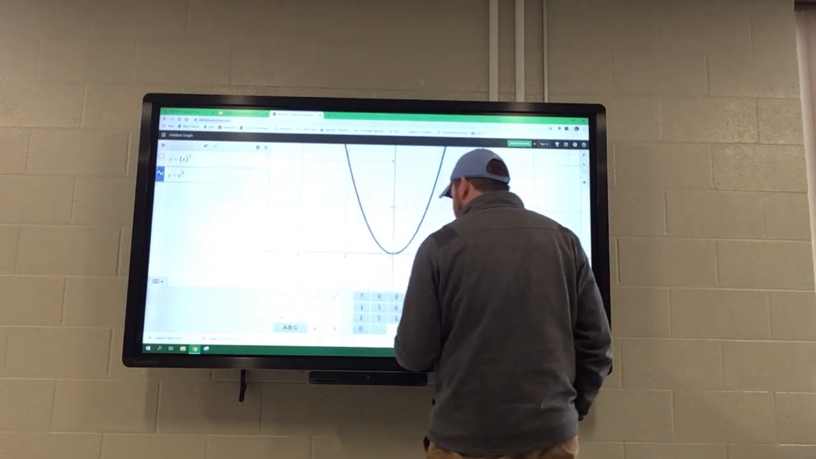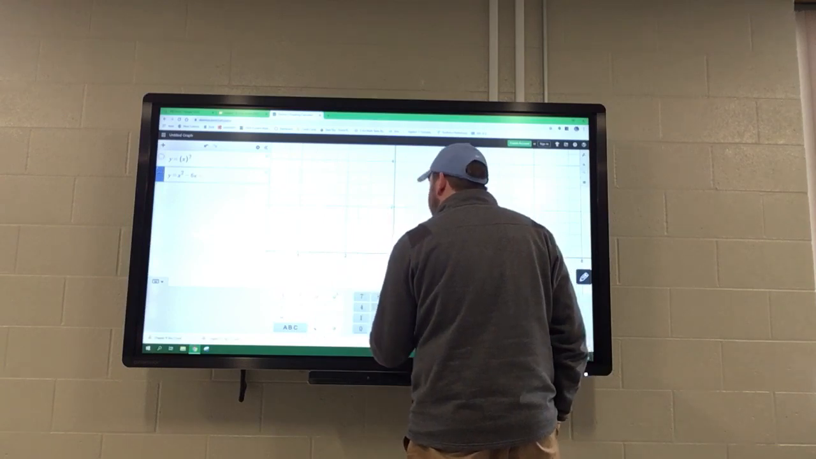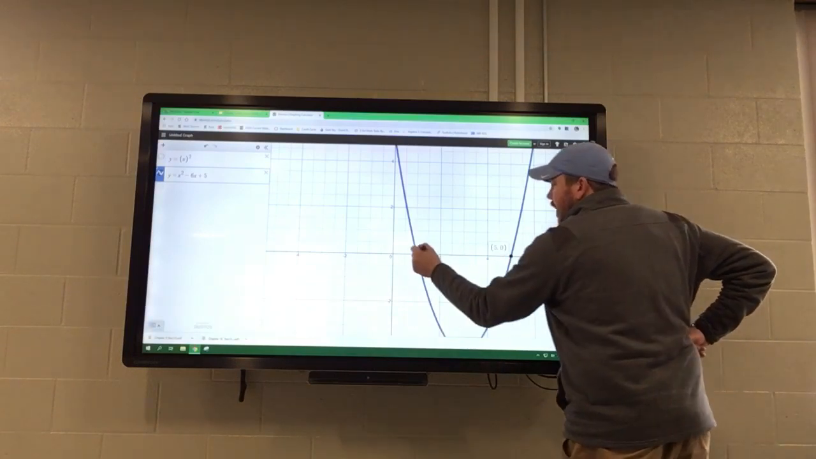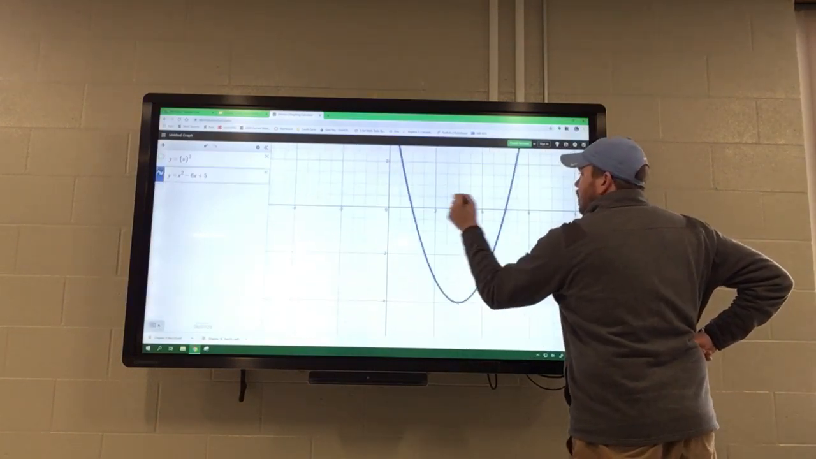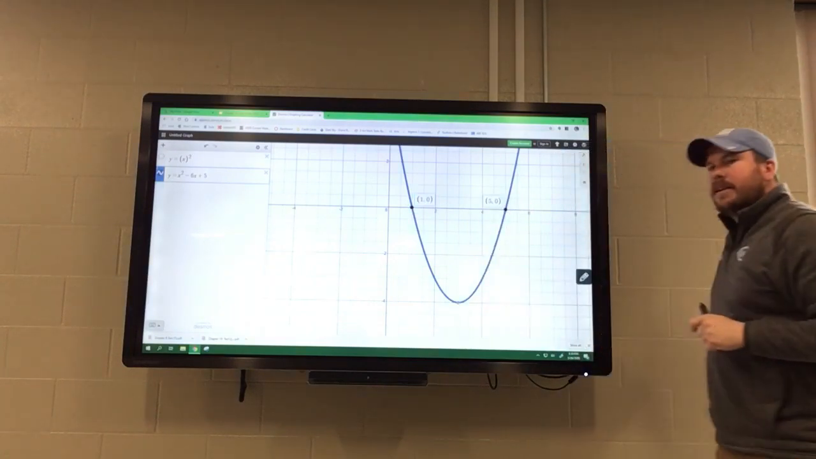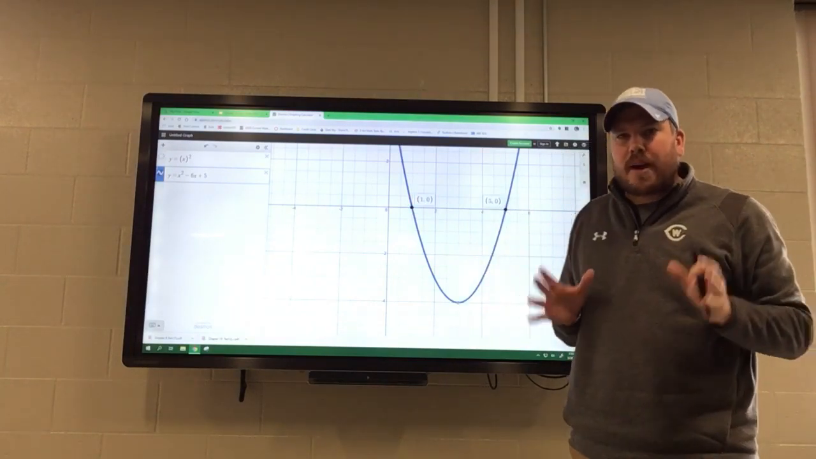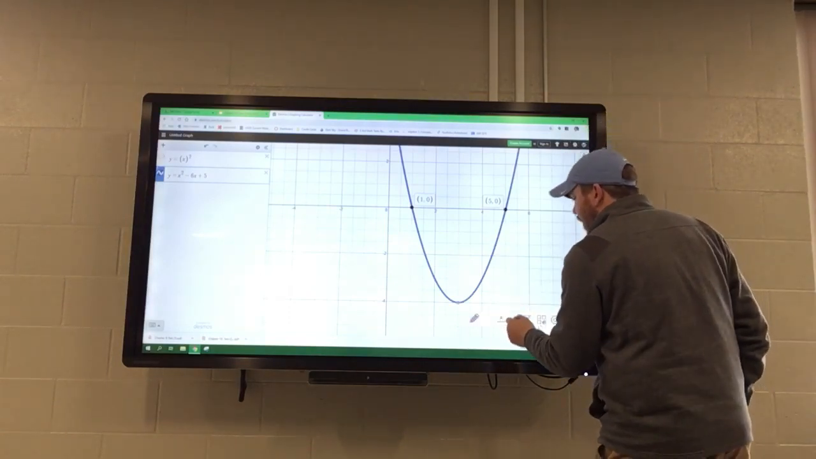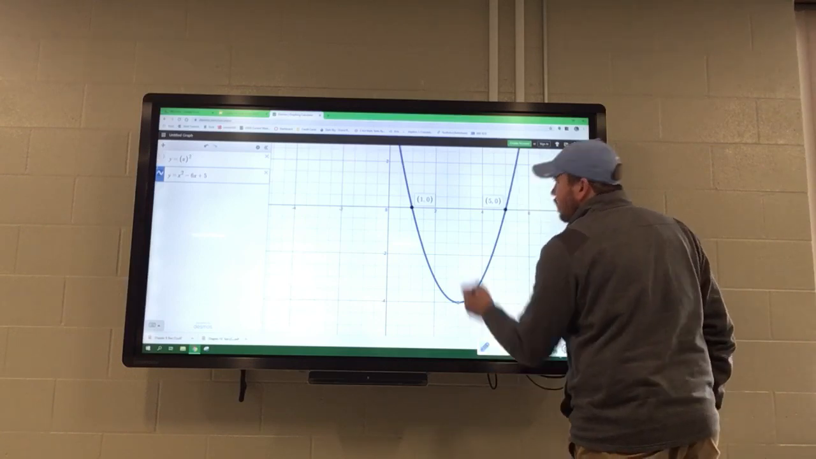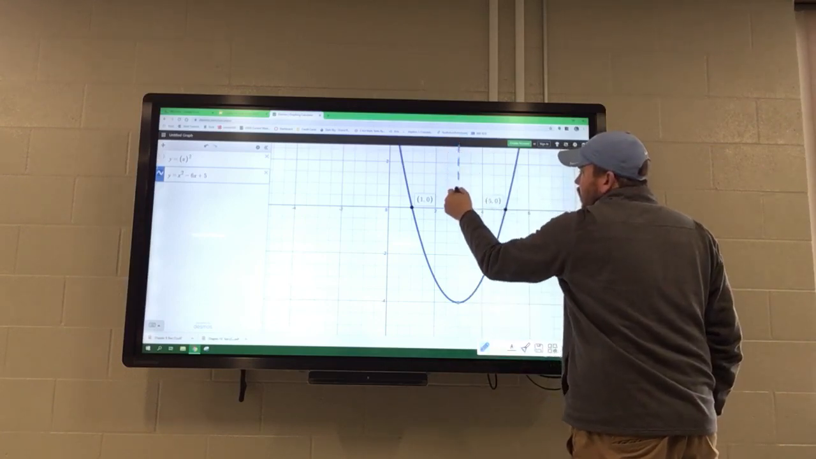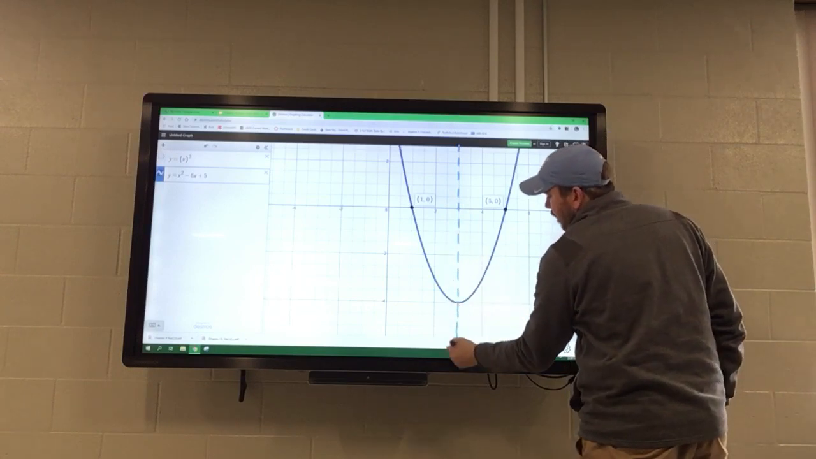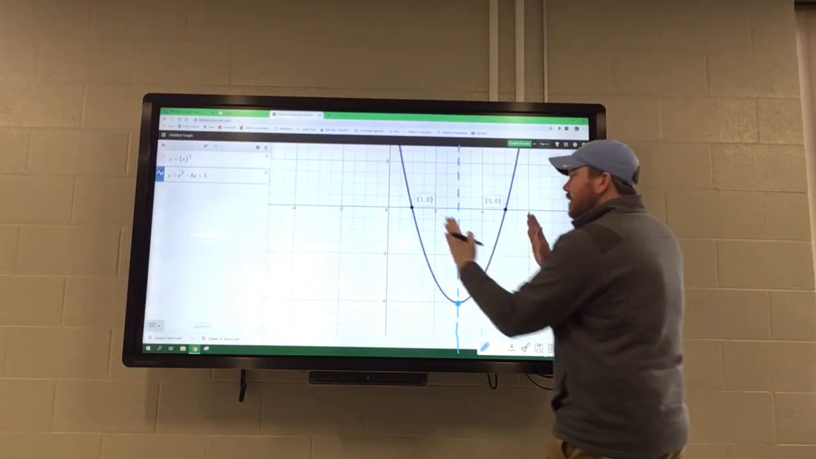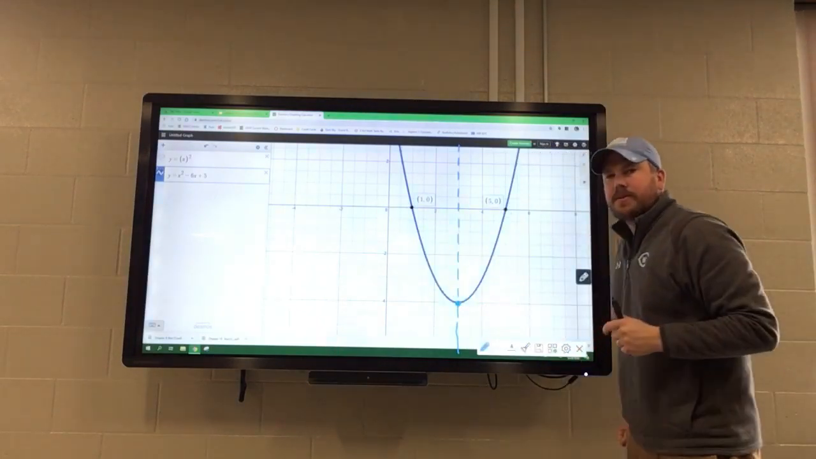So x squared minus 6x plus 5. And as you can see, we just found the zeros, and those zeros happen to be 5 and 1, like we just found. Now here's the thing. Parabolas are symmetric, okay? And it's symmetric based on the axis of symmetry, which happens to go through the vertex. So what that tells me is the vertex is right in the middle of my two zeros.